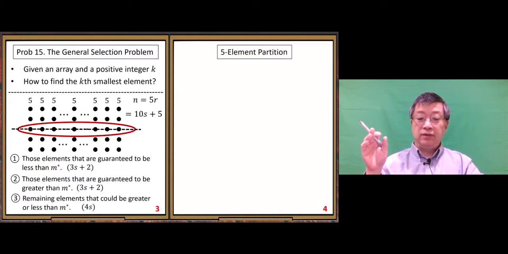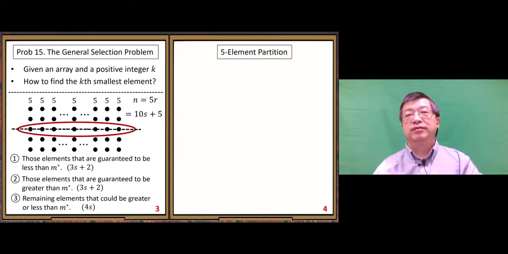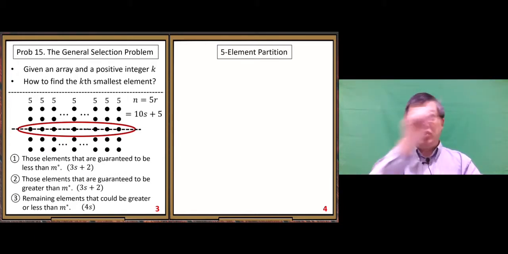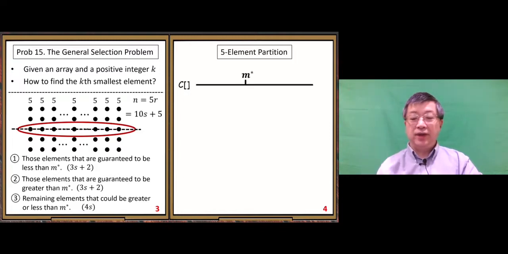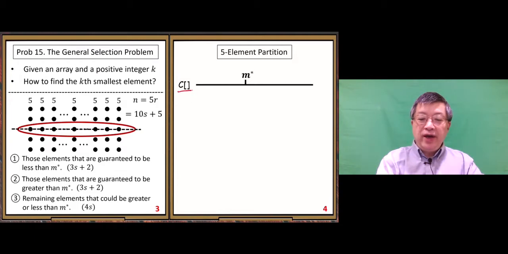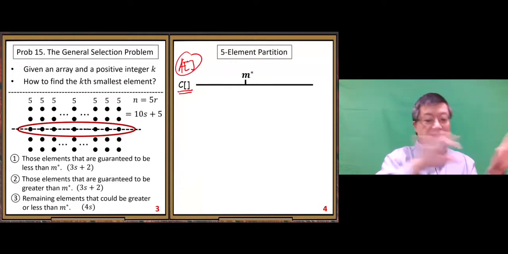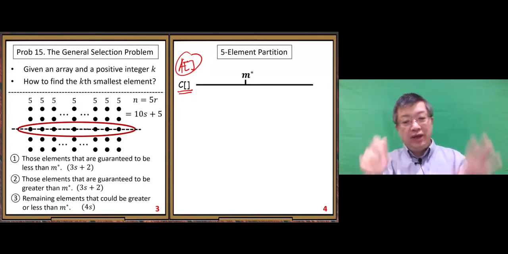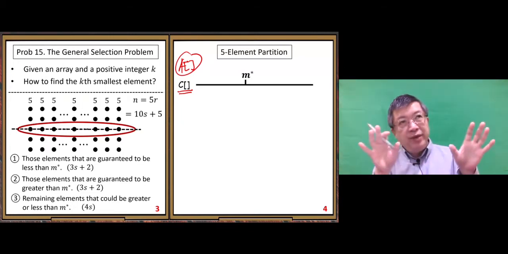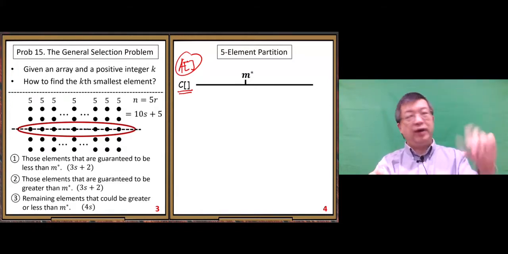The 5-element partition. So now we do it. We still draw the diagram to do it. The array is adjusted; the C array is different from the given original A array, because based on the median, we need to do some arrangement. Median of the median. After we have the median of the median, we need to do some arrangements. So that's why we have the C array.